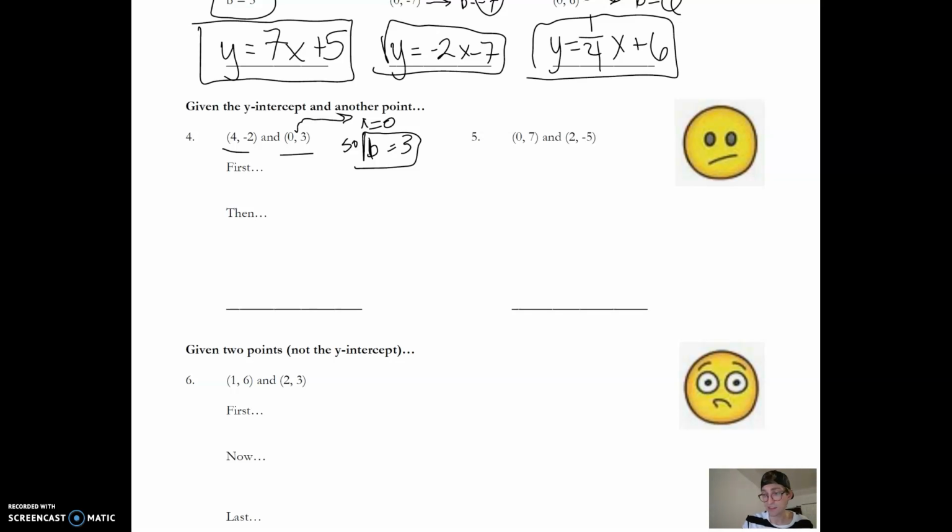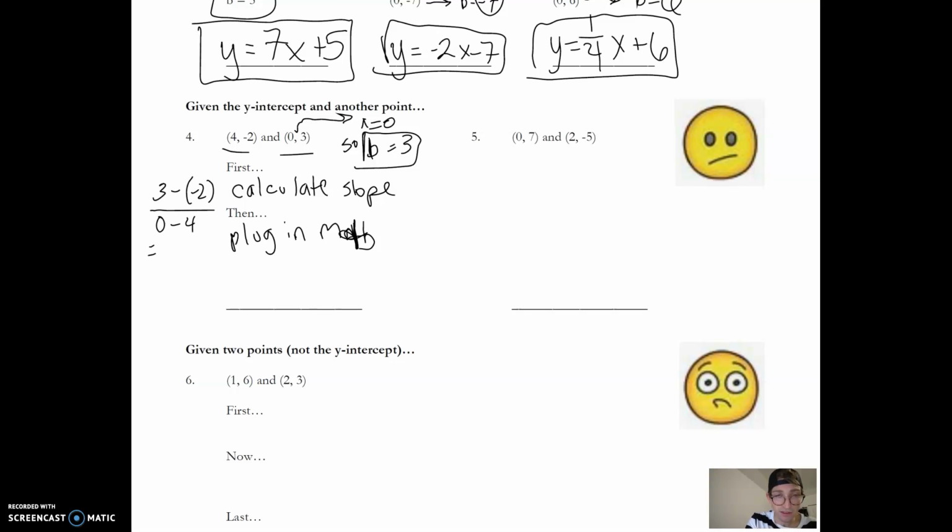So the first thing that I want you to do is to calculate slope. Then plug in m and b. So, how do we calculate slope? Think about our slope formula: y2, 3, minus y1, -2, over 0 minus 4. That simplifies to 5 over -4. Make sure you're able to do that math.